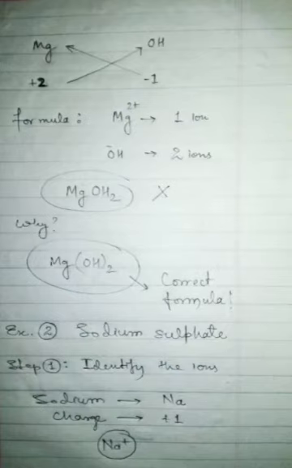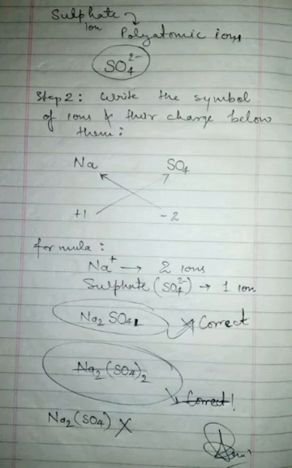Again step 1, find the ions present in the compound. So your first ion is sodium ion Na plus. Then next ion is sulfate ion SO4 2 minus. So because this ion contains total 5 atoms, that's why it is called polyatomic ion. Now in the step 2, write the symbol of the ion and their charge below them. So sodium charge +1, sulfate charge -2. We intercross them, so you will get 2 ions of sodium and 1 ion of sulfate.